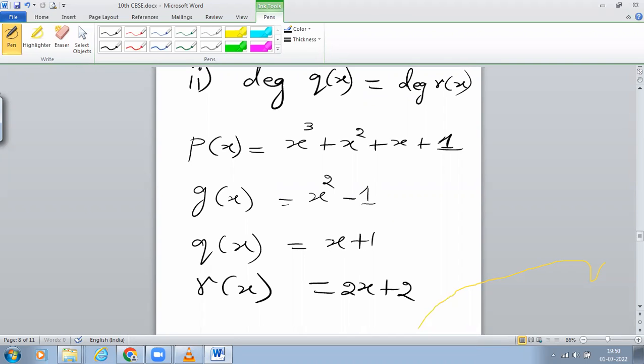What is the degree of the quotient? X plus 1. No, I'm not asking what the quotient is. Instead, I'm asking what is the degree of this quotient? 1. Very good. And what about the degree of r of x, that is the remainder? 1. See, now this condition is satisfied, right? Degree of q of x is equal to degree of r of x.